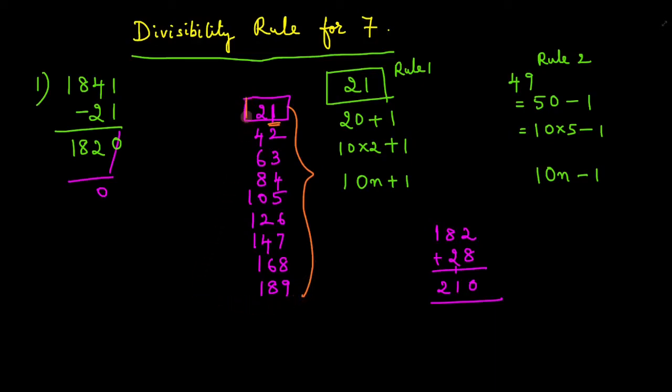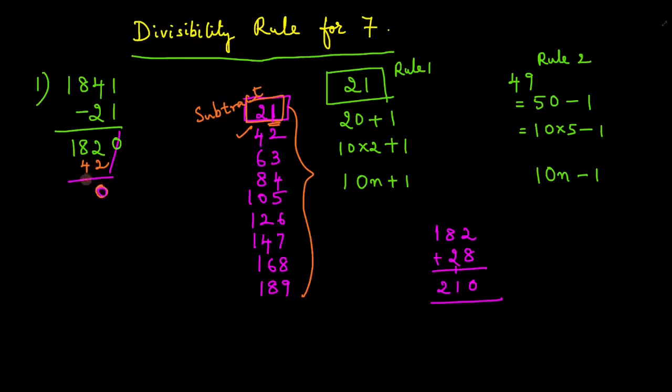When we take a multiple having 1 in the units place, we can get its multiples which have any digit in the units place. All those can be used for subtracting. Here for 21 we subtract. So for all these multiples we can subtract. In 182 we have 2 in the units place. We can subtract 42 and get 0 here.